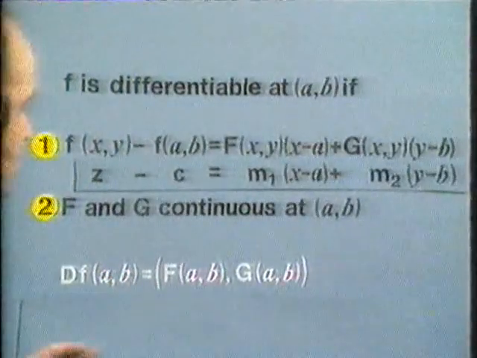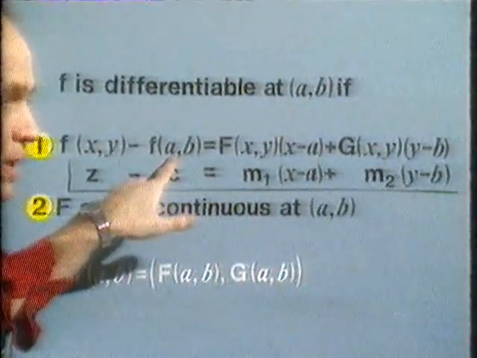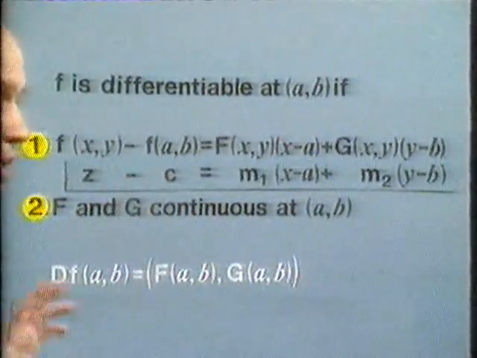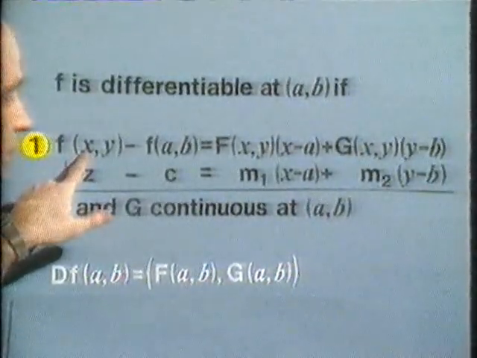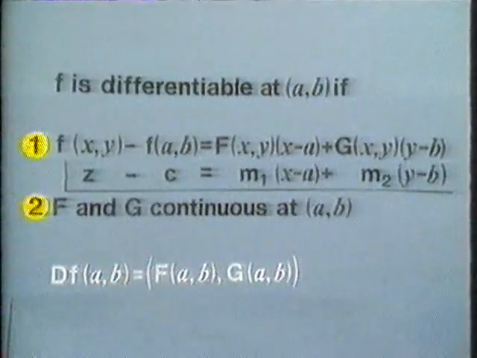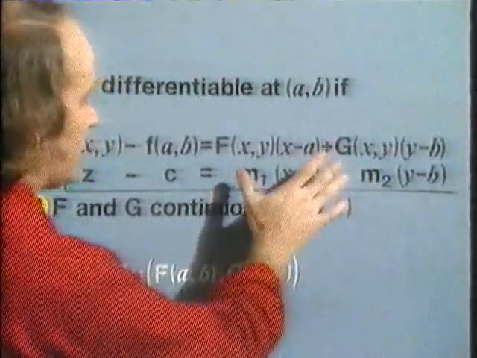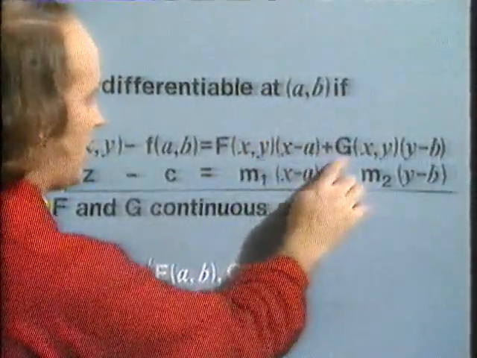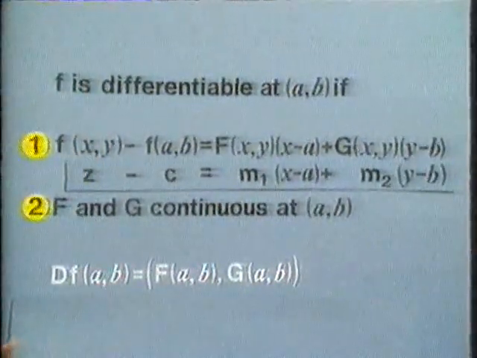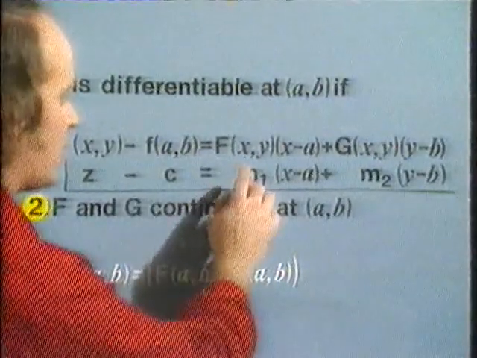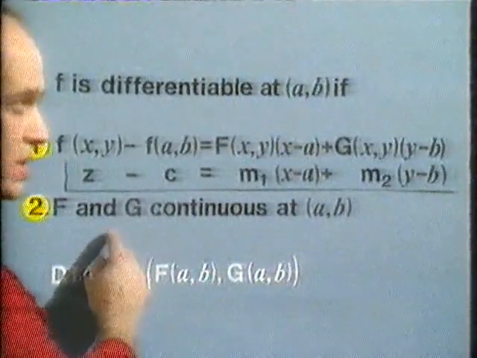So if the plane goes through a point on the surface, C is replaced by f of AB. And for a general point on the surface, Z is replaced by f of xy. Now for each xy, we want a value for M1 and M2. So on the right here, we have functions f and g of x and y. And just as in the R to R case, at the point AB, we want the values of the function f and g to be such that f and g are continuous at AB.